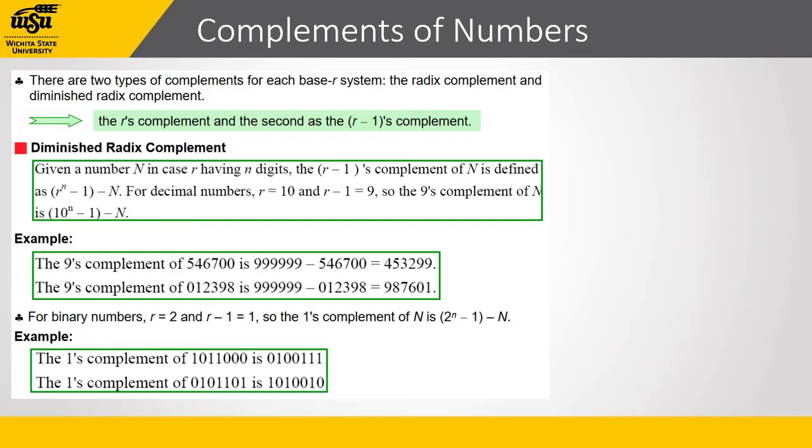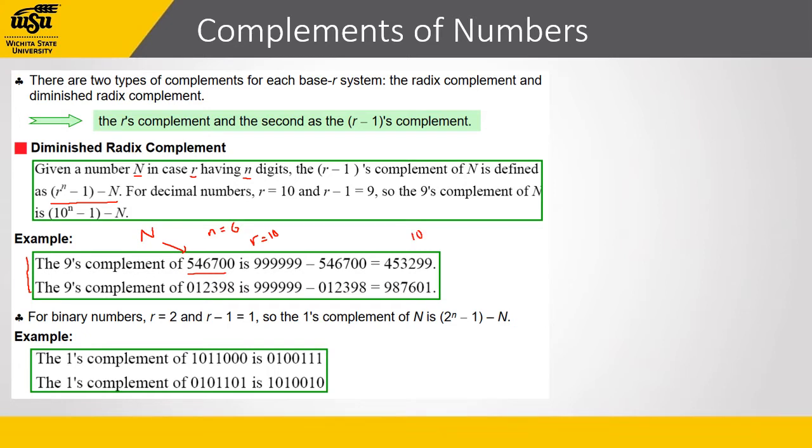Now let's talk about the diminished radix complement. To find the diminished radix complement of a number N which has base R and has n digits, we use this equation. So we have two examples here. This number, we call it N. It has lowercase n equal to 6 because it has 6 digits, and the number is in decimal. It has R equal to 10. It's in base 10.